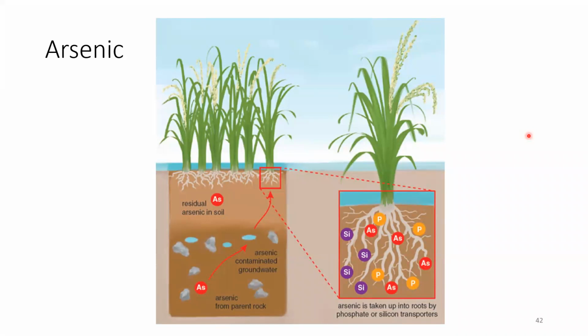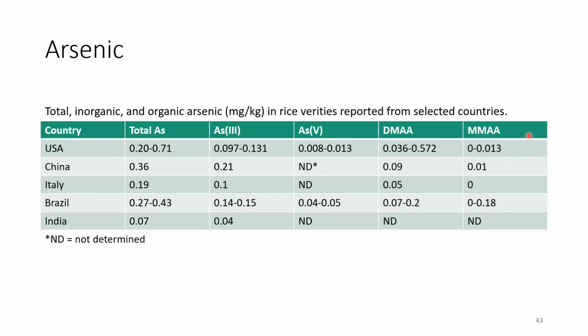And then the roots of rice take up arsenic really well. They think it's phosphate, but it's actually arsenic, and they take it up very efficiently. So definitely have to worry about arsenic levels in rice.